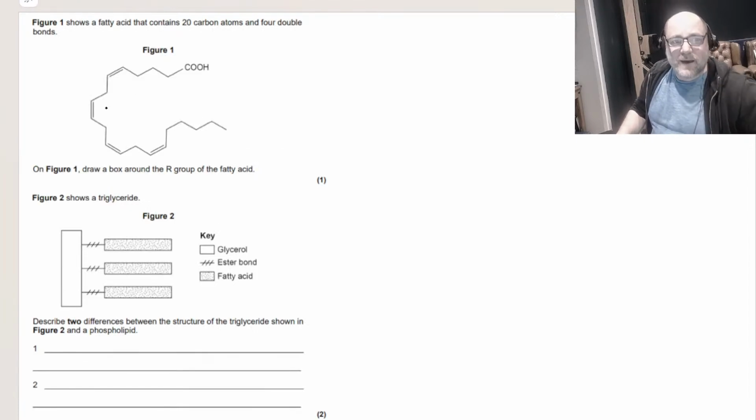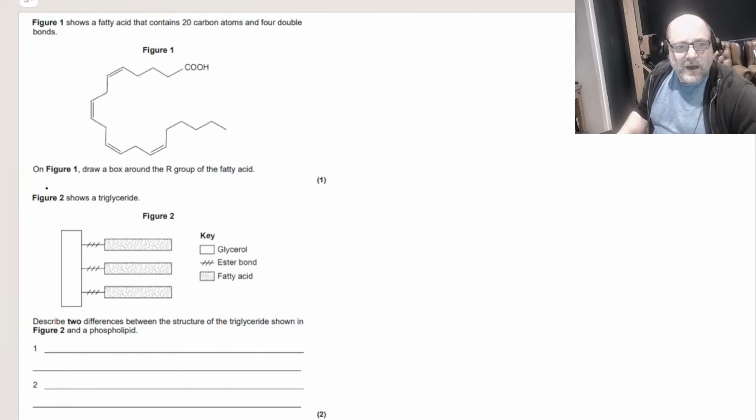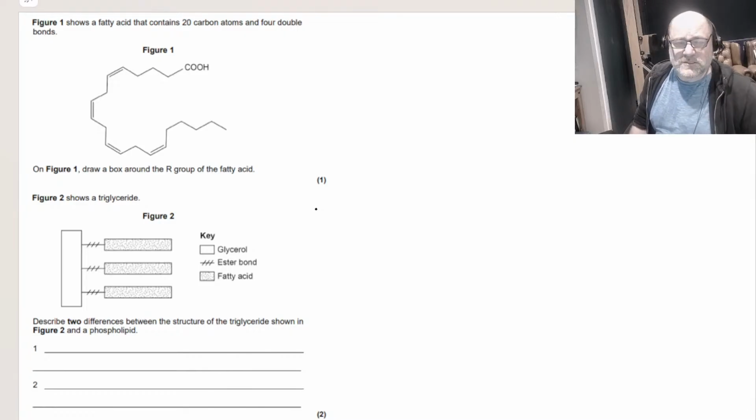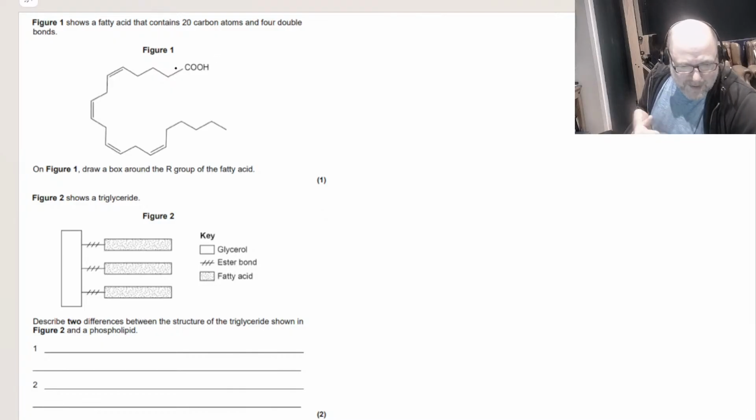So look, figure 1 shows a fatty acid that contains 20 carbon atoms and 4 double bonds. Draw a box around the R group of the fatty acid. So this is an AQA question, but you would have to know this if you were studying OCR. And I have OCR questions as well on this 1 hour live thing I'm doing on cell membranes. I know I haven't got to the cell membrane yet.